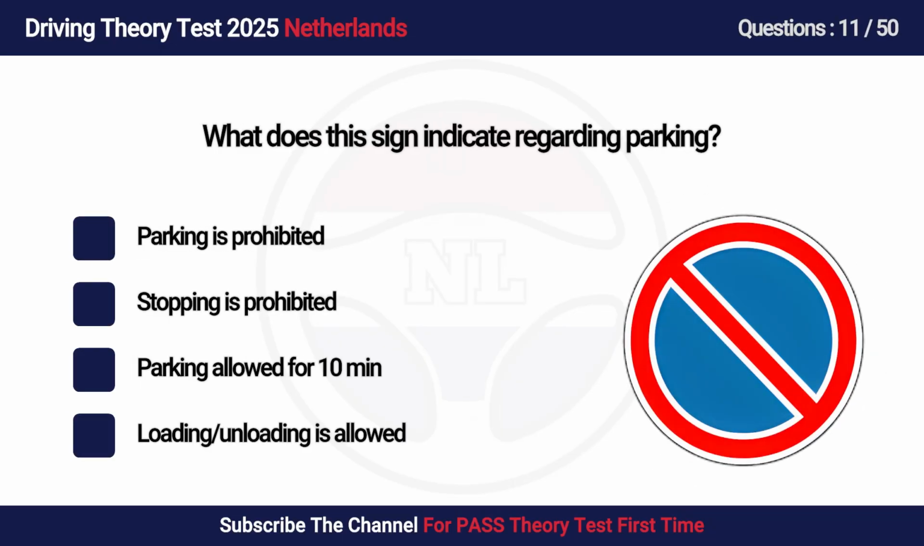A. Parking is prohibited. B. Stopping is prohibited. C. Parking allowed for 10 min. D. Is allowed.